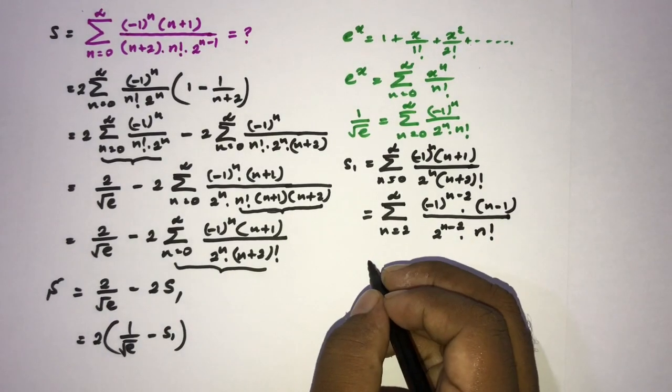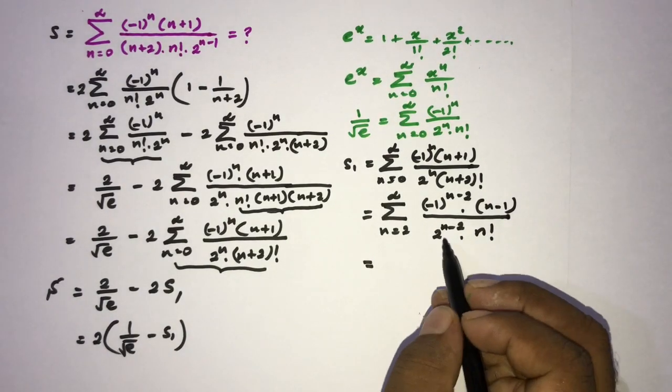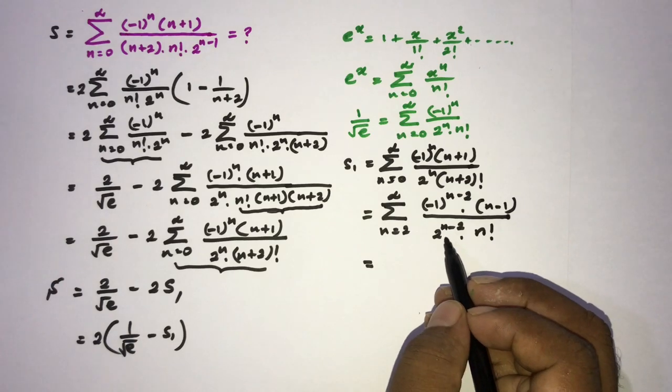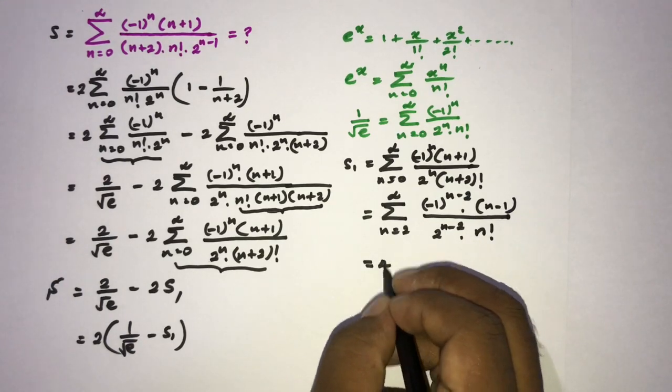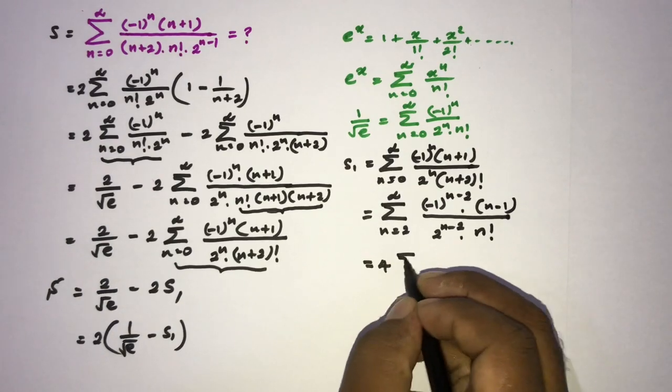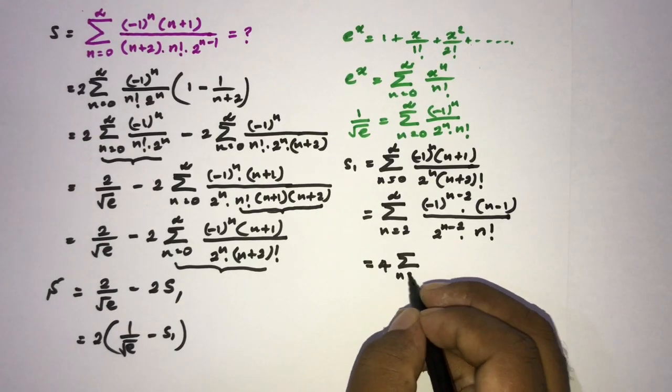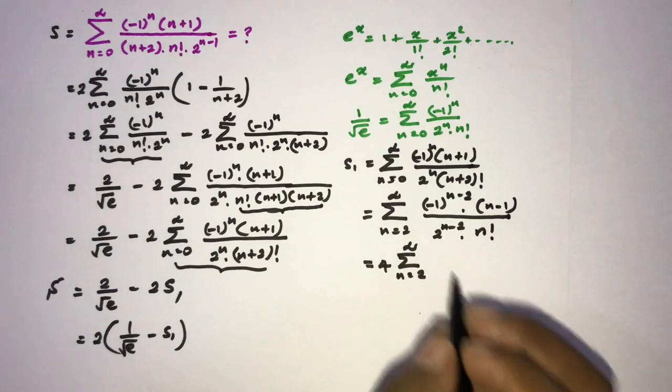Okay, then here 2 raised to the n times 2 raised to the minus 2, so 1 over 4, so we can take 4 outside of the sigma notation, and here n goes to infinity.